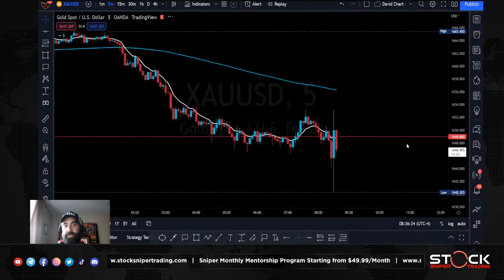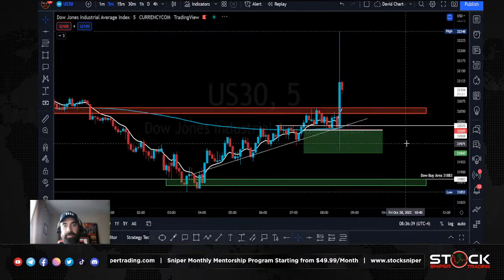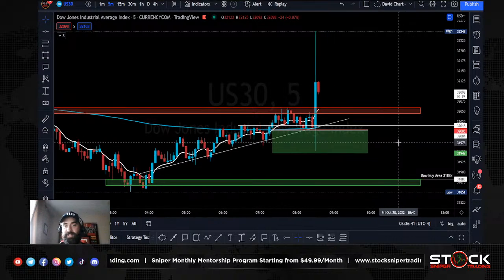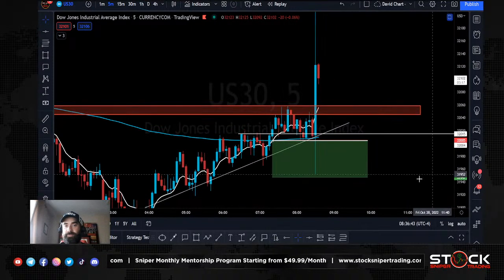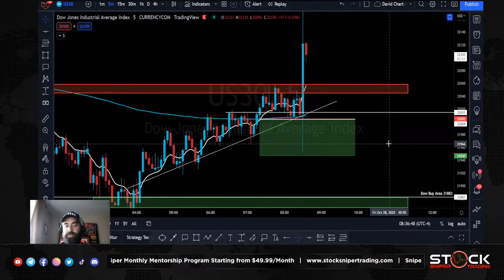Gold selling off. The Dow is getting ready to sell off here. Look at this. Okay, and if you look on the higher time frames, guys, you'll see it's filled a position and it wicked right back up.